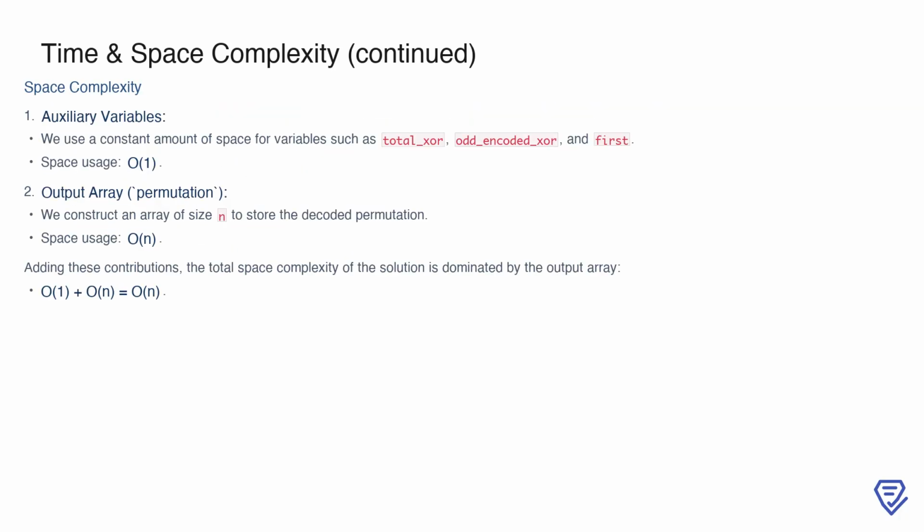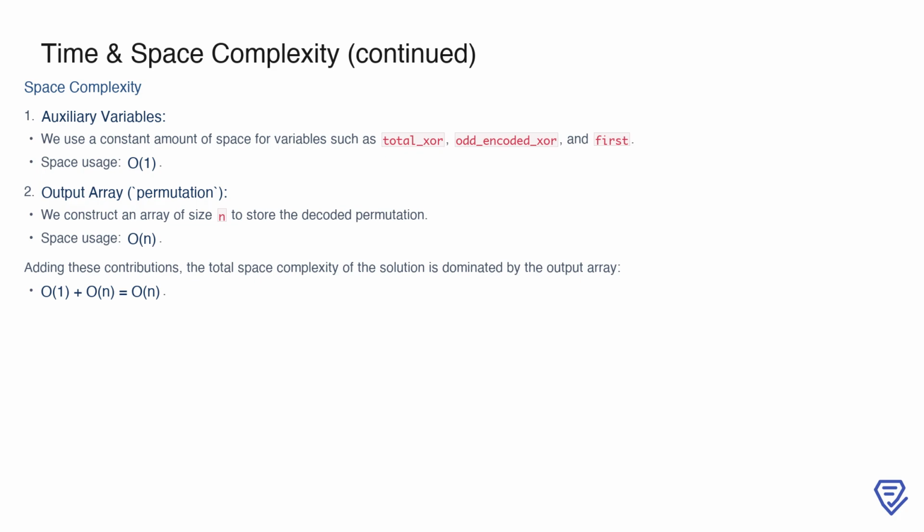Now, let's analyze the space complexity of the solution. The first thing to consider is the auxiliary variables used in the computation, such as total_XOR, odd_encoded_XOR, and first. These variables occupy constant space, giving us a space usage of O(1). However, we also need to account for the output array, permutation, which is constructed to store the decoded sequence. Since this array has a size of n, its space complexity is O(n).